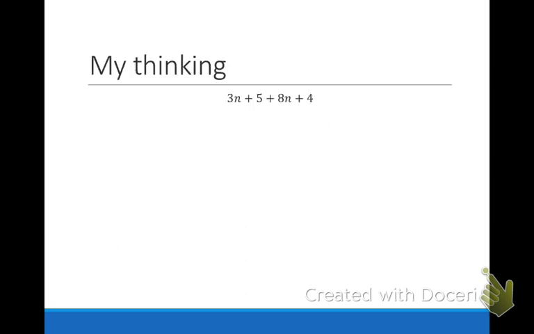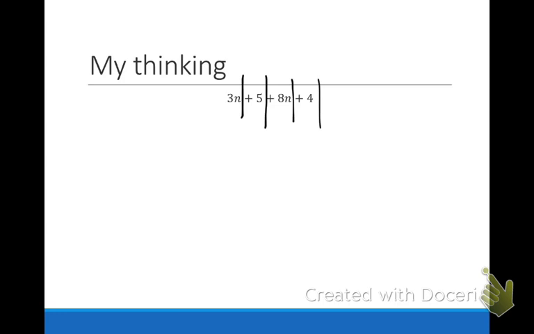So, to combine like terms, the first thing that I do is separate my terms. And I separate them by the plus or minus signs. So, my first term I separate there, then there. So I have 4 terms.